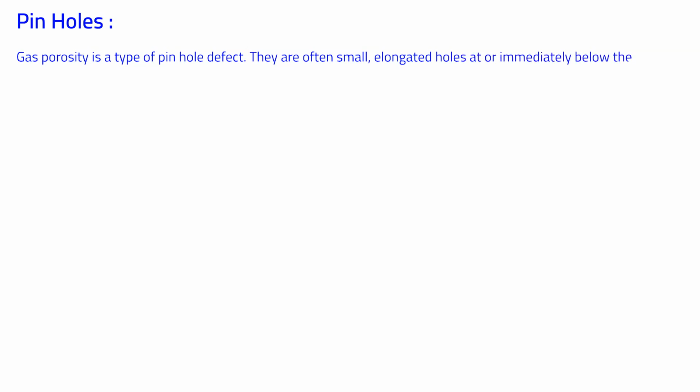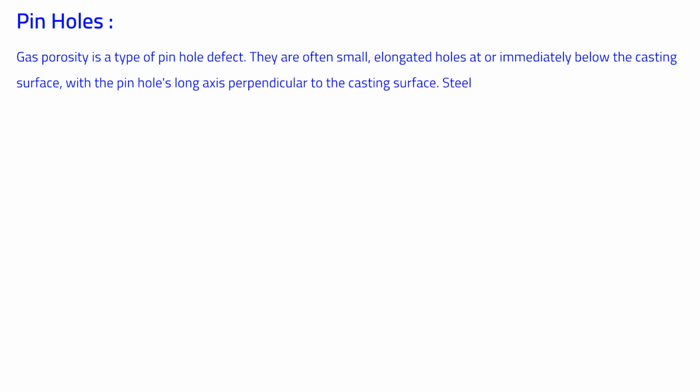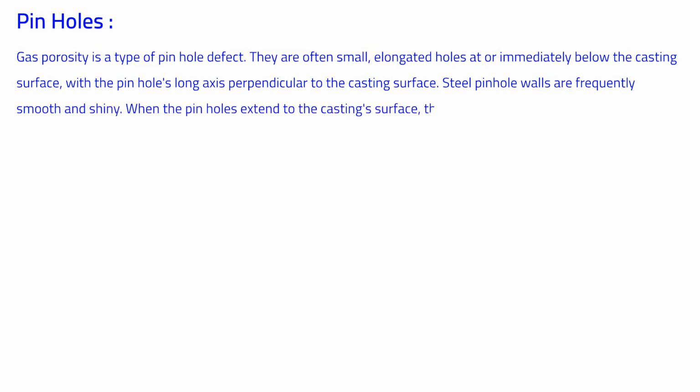Pinholes. Gas porosity is a type of pinhole defect. They are often small, elongated holes at, or immediately below the casting surface, with the pinhole's long axis perpendicular to the casting surface. Steel pinhole walls are frequently smooth and shiny. When the pinholes extend to the casting's surface, the inside may appear oxidized with a slight dendritic structure.